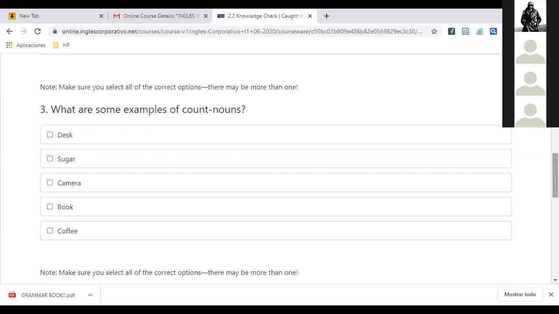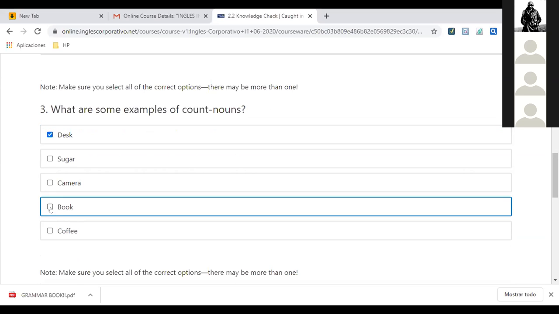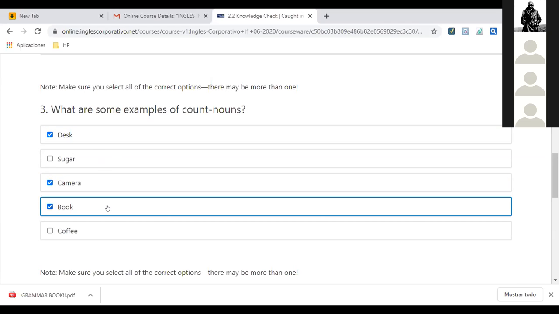Question three, what are some examples of count nouns? Desk. Book. Camera. Now remember, when you say camera, the letter E is quiet, so the word camera has only two syllables. So the answer is desk, camera, and book.